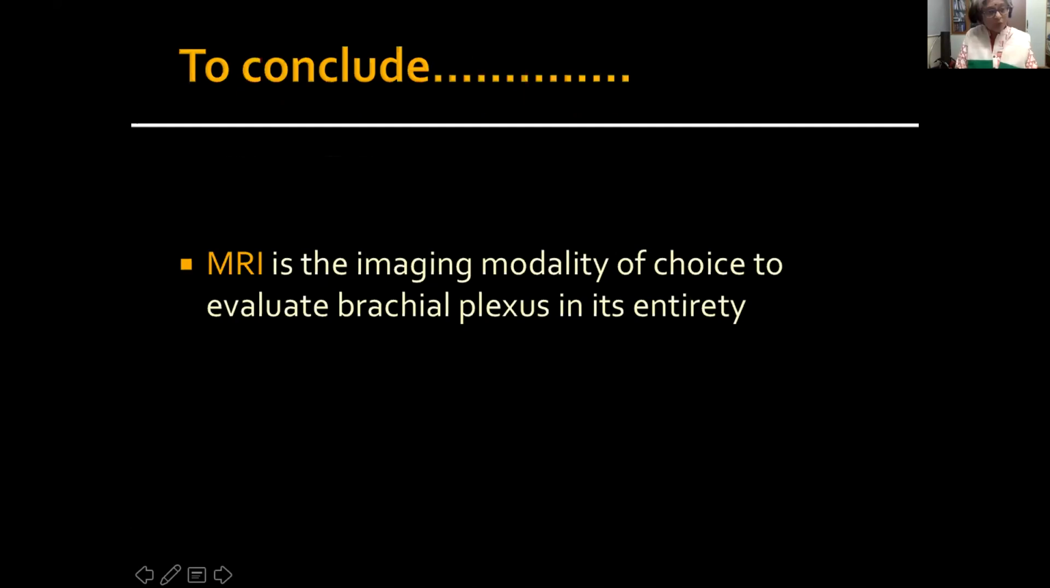So to conclude, I would say MR is the imaging modality of choice. You can evaluate the brachial plexus entirely. Earlier, people would do CT myelogram to look for nerve root avulsion. We don't need that anymore. If you do a good quality MR, you can see it very well. And you can evaluate the postganglionic brachial plexus also, which CT cannot. Ultrasound of brachial plexus is not easy. It's a deep structure, not always easy to evaluate. So MR is the best modality.